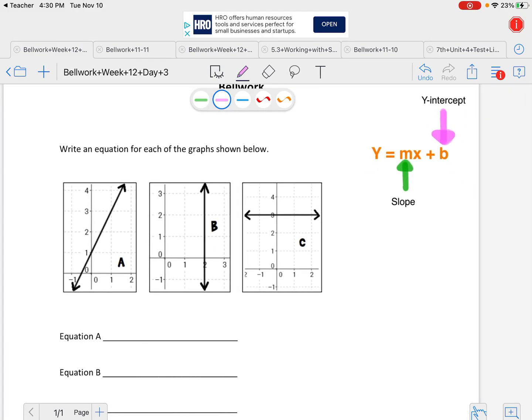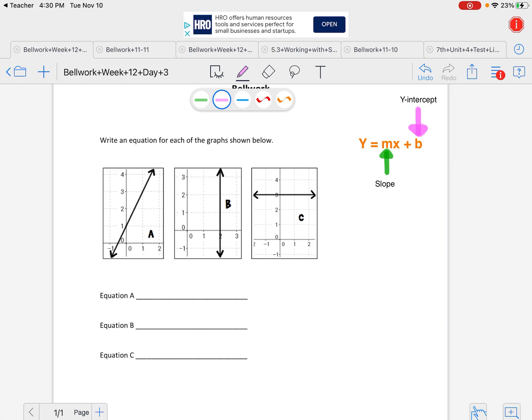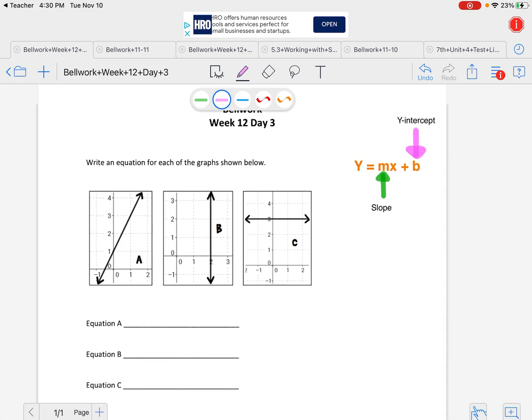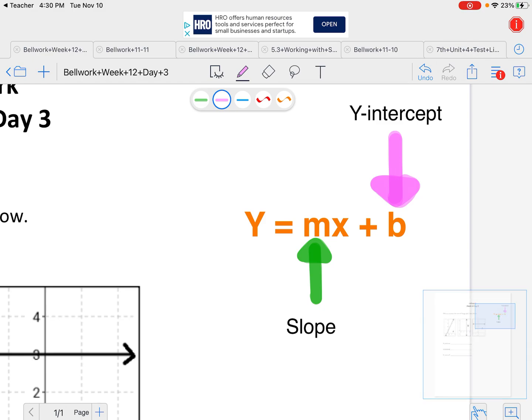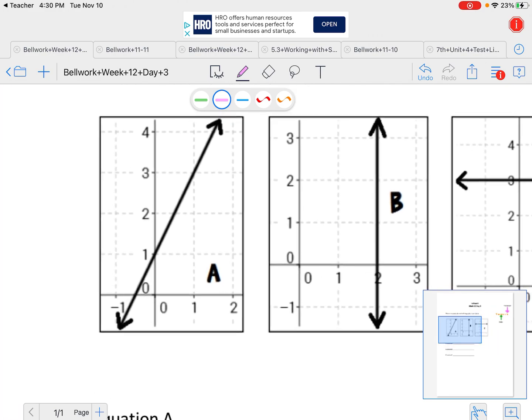Today's Bellwork has 3 graphs and it asks us to make an equation for each of the lines. So over on the side, I've written the general format we use for an equation, y equals mx plus b. Remember that m is supposed to represent the slope of the line, and the b is supposed to represent the y-intercept of the line.